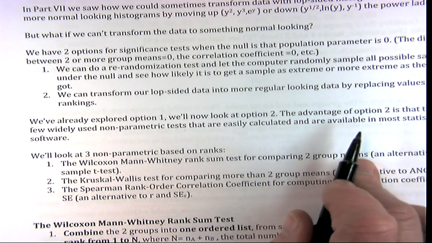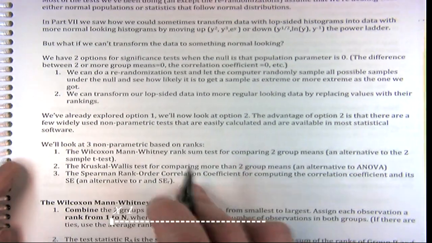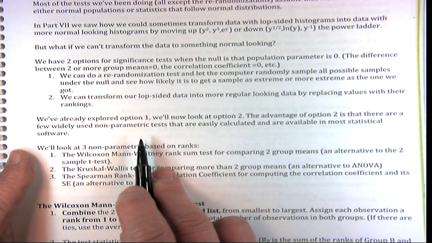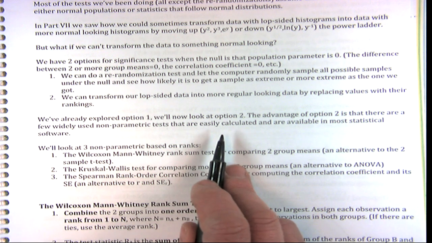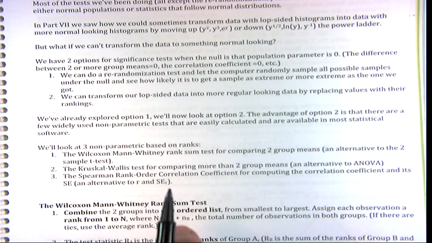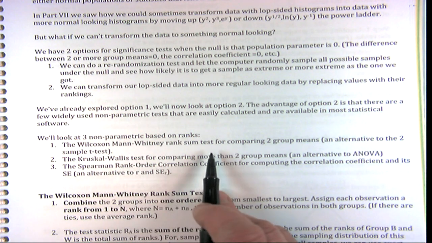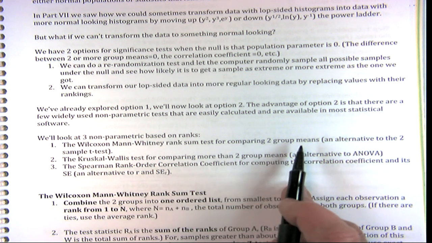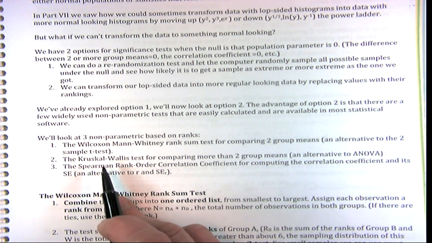The advantage of option 2 is that there are a few very widely used non-parametric tests that are easily calculated, and almost all statistical software has them. So they're very widely used. We're going to look at 3 of them. The one we're going to do today is called the Wilcoxon Mann-Whitney Rank Sum test. What it's used for is to compare 2 group means. So it's an alternative to the 2-sample t-test. That's mostly what people use it for.